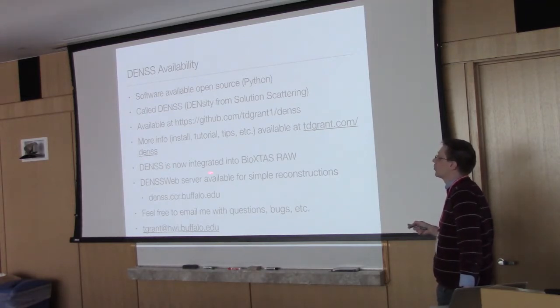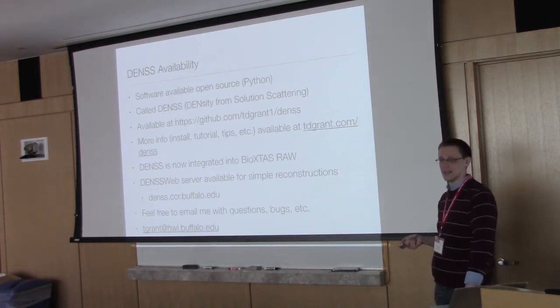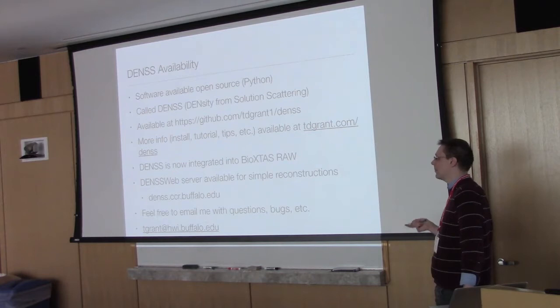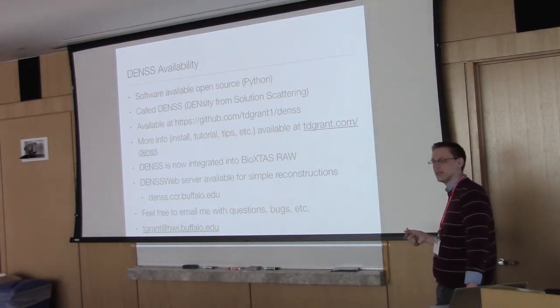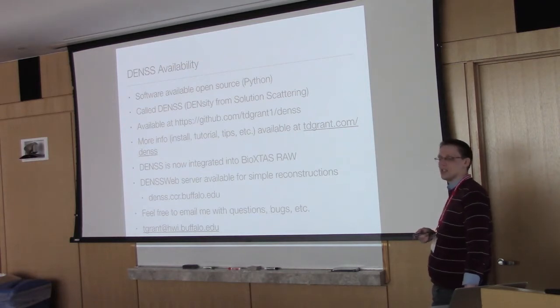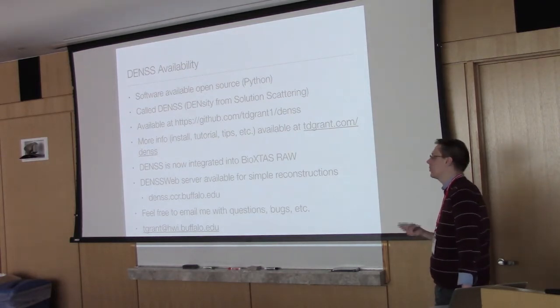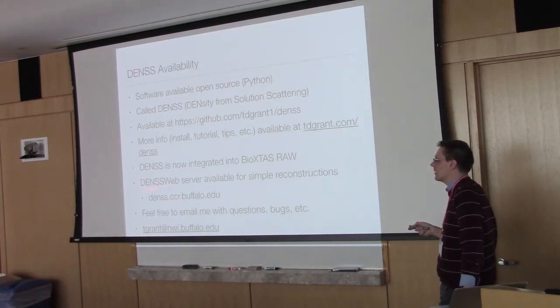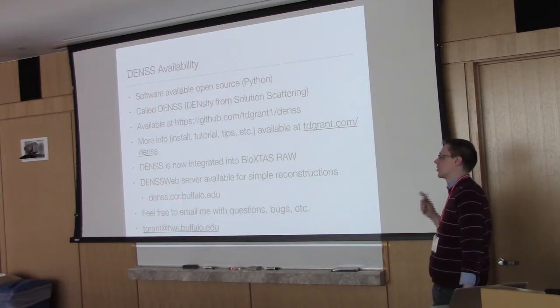So really neat is Jesse integrated DENSE directly into RAW, and so you don't actually need to install DENSE to get the reconstructions. The problem is that the averaging isn't built into RAW. It's using a program called EMAN2, still relatively straightforward to install, but it's not something we can directly integrate into RAW yet. Also, if you just want to get a quick test of it, we have a server that we set up at UB called DenseWeb, and so you can run simple reconstructions.